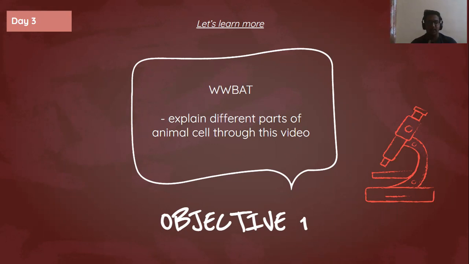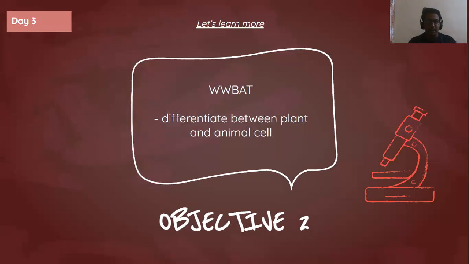Like in the last video, we saw what a plant cell is and what the different parts are. In this video, we are going to explain how an animal cell is different from a plant cell, and what the parts in animals are. This is our first objective. And the second objective is we will differentiate between plant and animal cell. There are some things which are common, there are some things which are different. And as we watch this video, while watching an individual part, we will also make some differentiation.